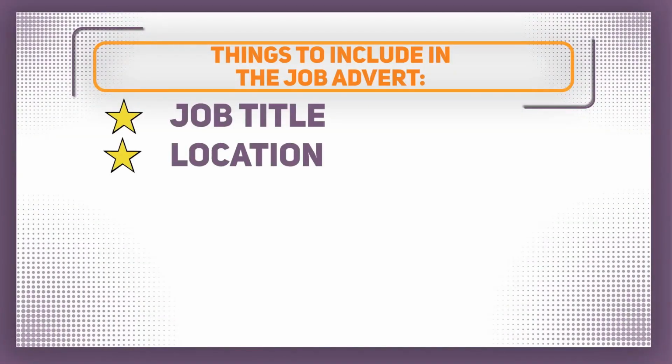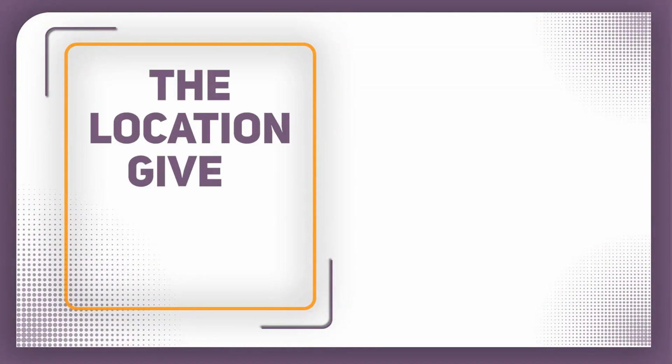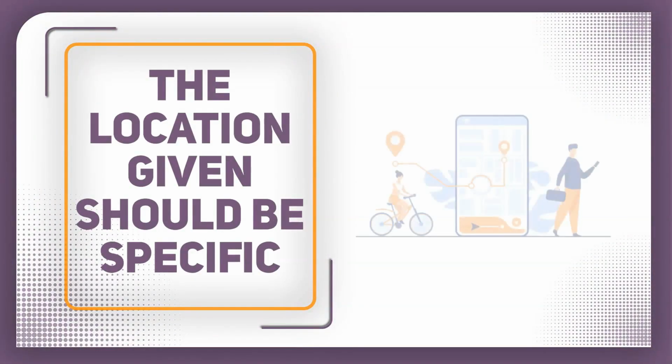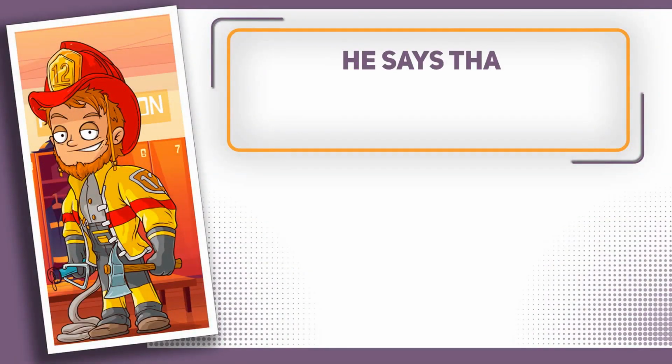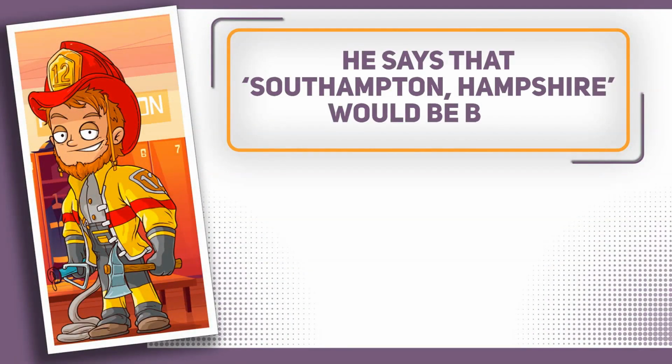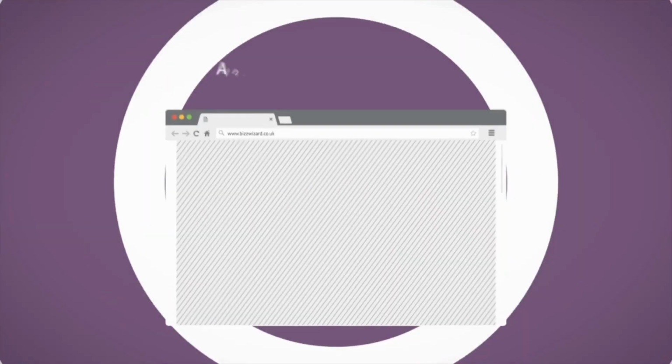Next, they look at the location. Peter isn't sure how specific he should be. Should they give the detailed address in the job advert complete with postcode, or is it better to be more general and just say Hampshire? Gavin advises that the location given should be specific, but not too specific. He says that Southampton, Hampshire, would be the best.